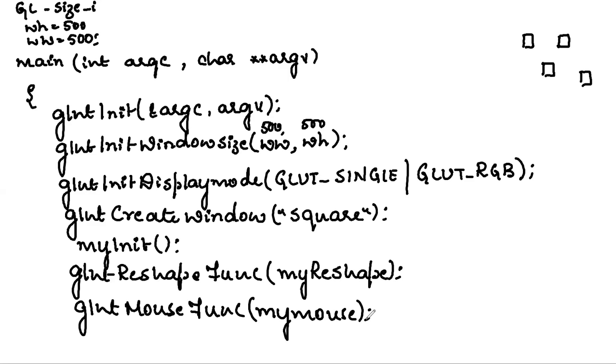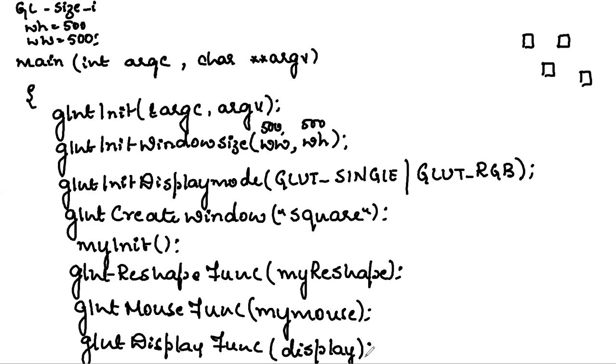Next instruction, let us write the display function, which is glutDisplayFunc, and this will take in the argument as one more function. Let us call it display, which contains all the instructions related to the display. If you can see here, we are calling so many functions, that is myReshape, myMouse, and display. Finally, let us end this main with glutMainLoop, which is the callback function.